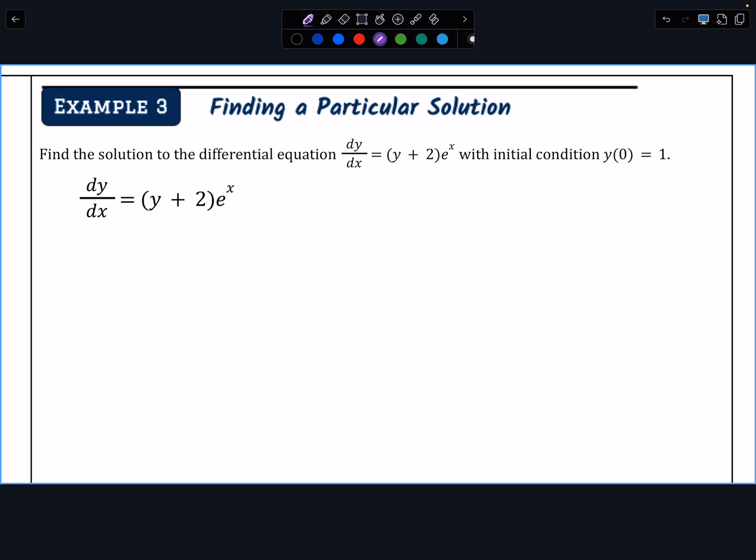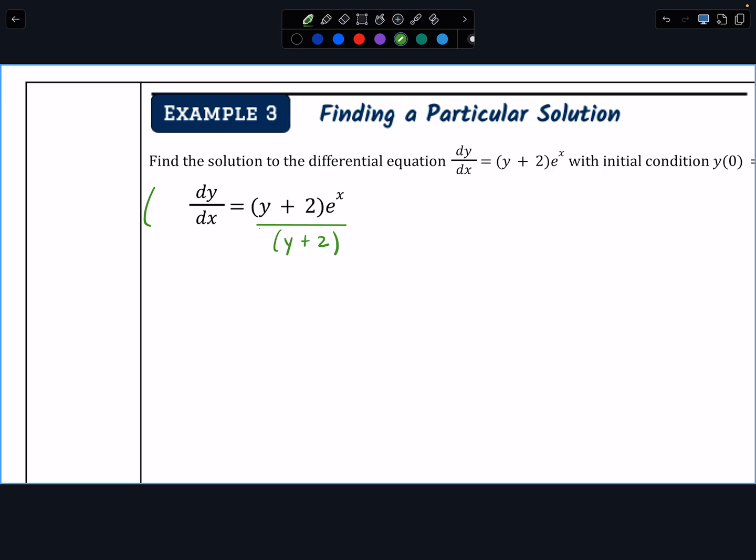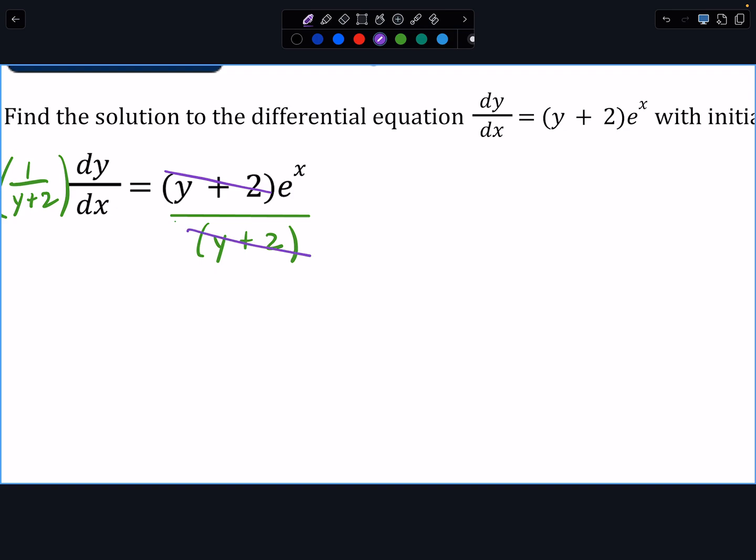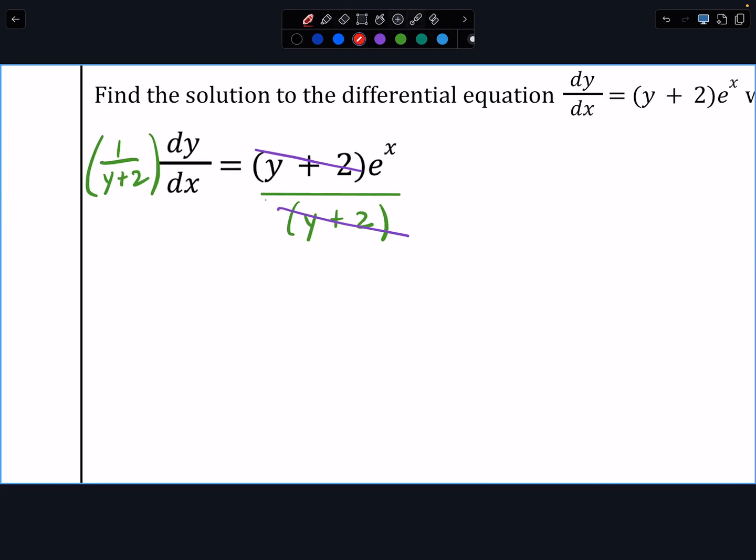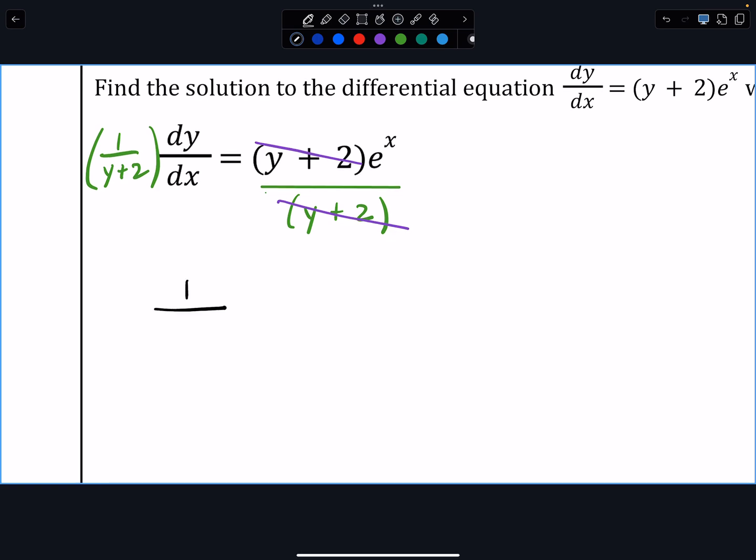So separate your variables. Do you see how I have things with y already separate from things with x? If I want to move the y to the other side, I can divide both sides by y plus 2. And then this will cancel. If you're following along, I can just multiply both sides by dx at the same time, right? So what am I going to write on the left side? 1 over y plus 2, good, dy is equal to e to the x dx.